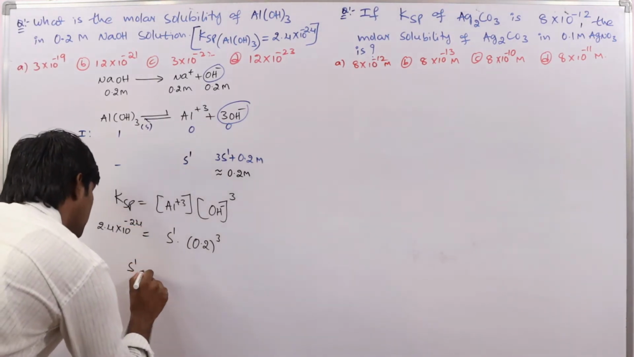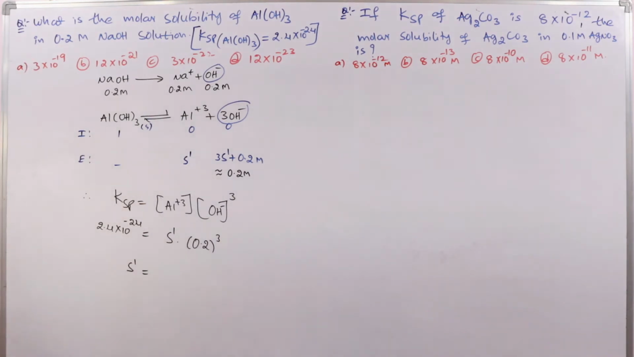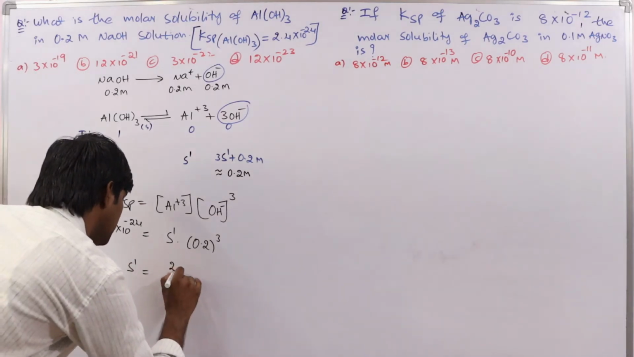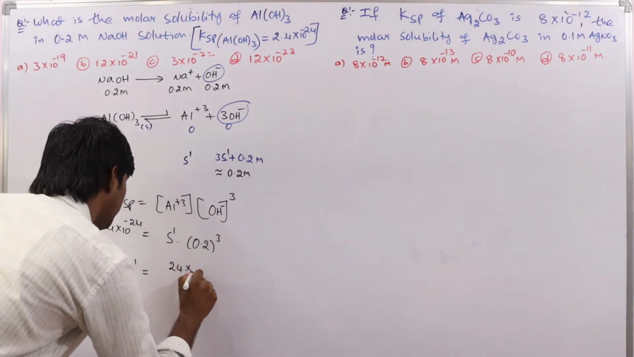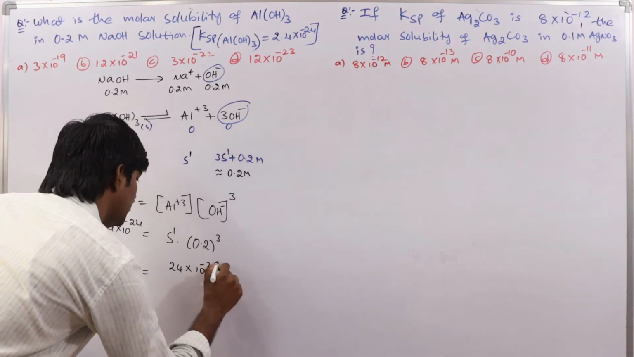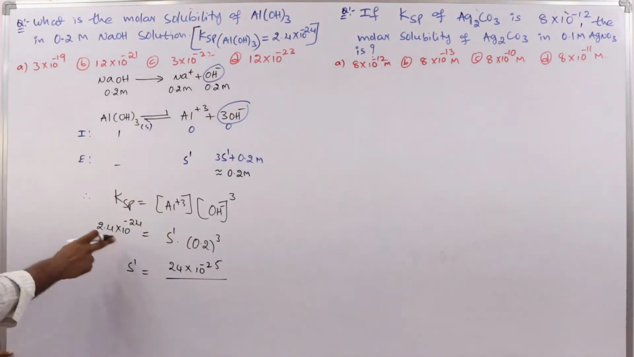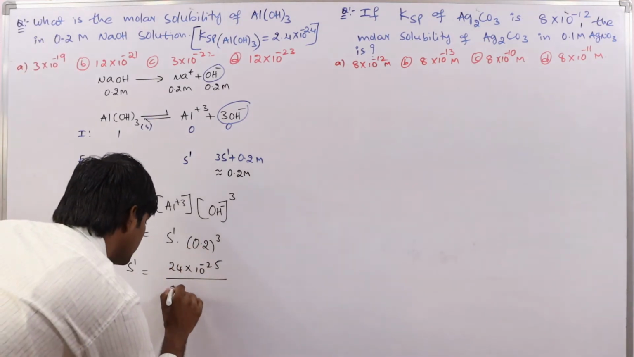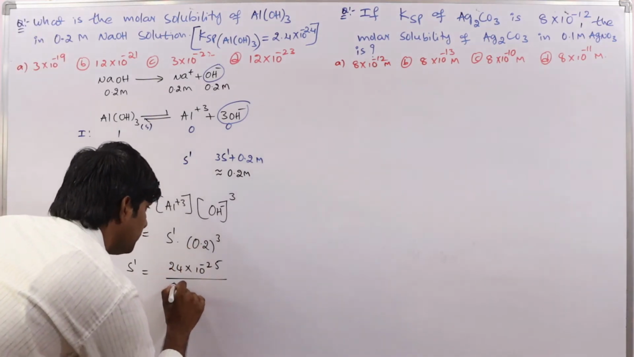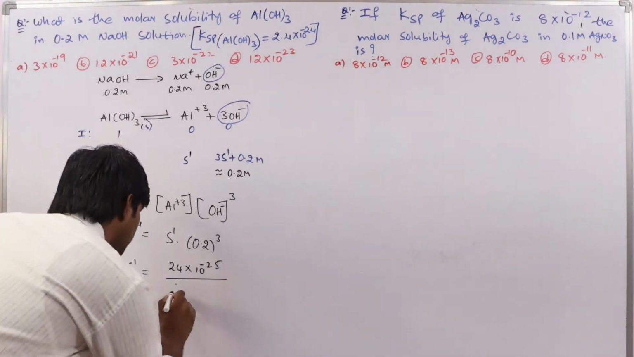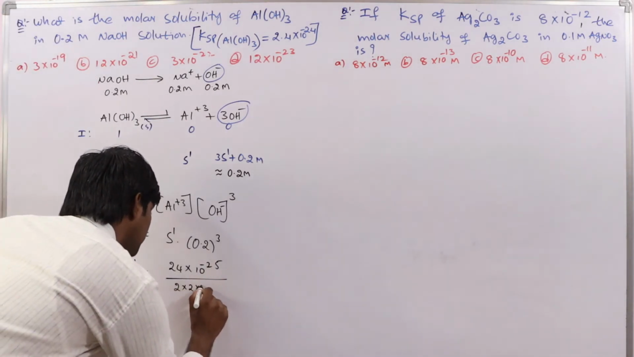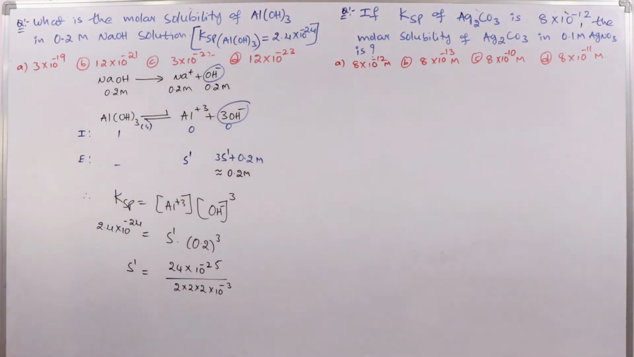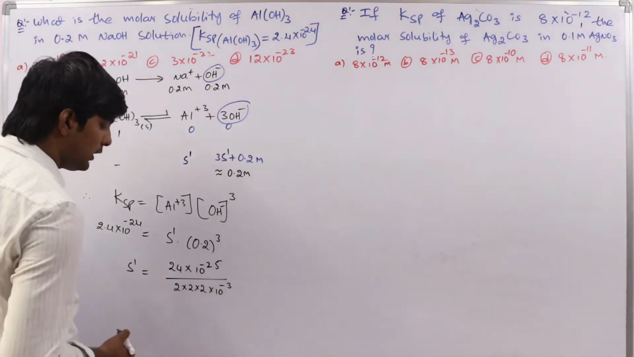We have to find the solubility in the presence of sodium hydroxide solution. If you rearrange this, we can write 24 into 10 power minus 25. Here you can write 0.2 into 0.2 into 0.2 as 2 into 2 into 2 into 10 power minus 3. See here, 2 into 2 into 2, that is 8.